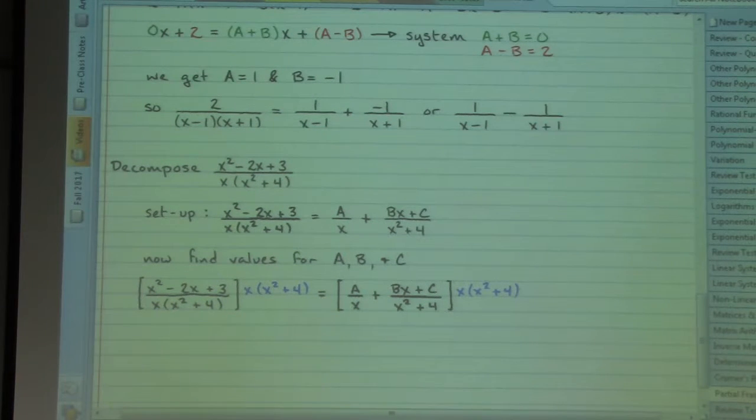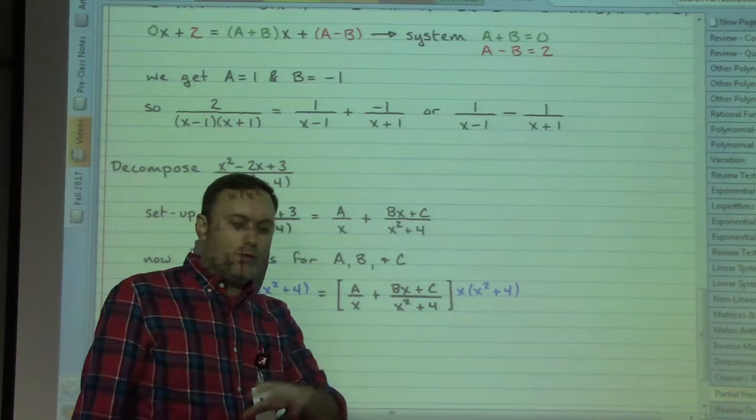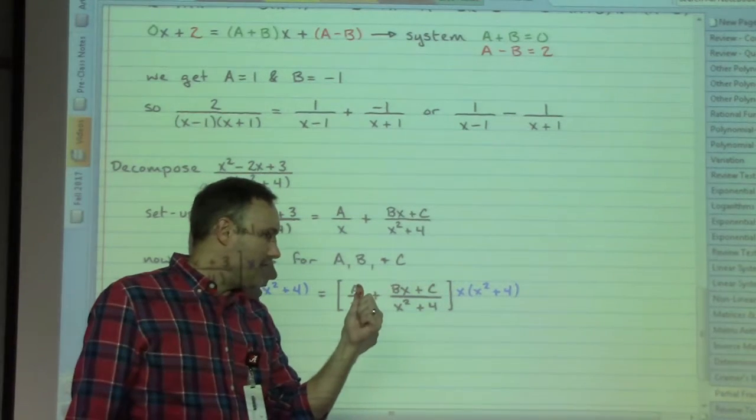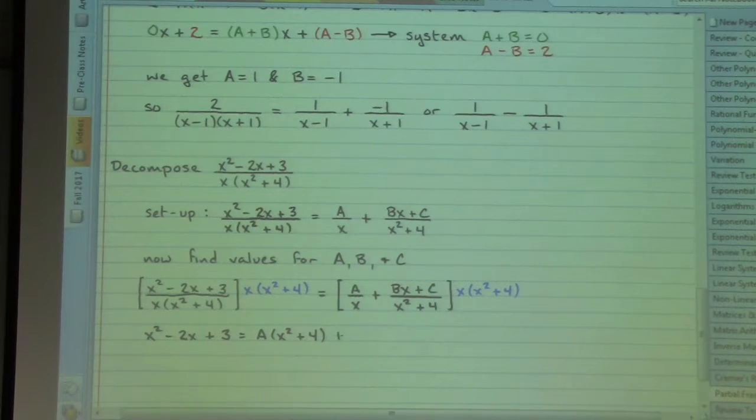On the left-hand side, those denominators cancel out and leave us with x squared minus 2x plus 3, that original numerator. The first fraction times the stuff in blue allows us to slash out the x, but we'll still have the a and still have the times x squared plus 4. Plus sign there. From the second fraction, we would have the numerator bx plus c. The x squared plus 4s would get slashed out, but that would still leave me with the x also appearing.